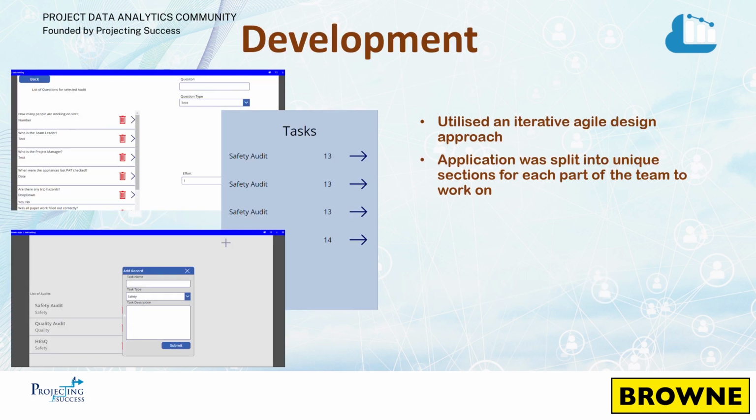To develop the apps, we used an iterative agile design approach, and the application was split into unique sections for each of the team members to work on, and we kept on coming back together to bring our parts of the apps together. So you can see here on the left a few of our iterations as we went through for the various bits of the application.